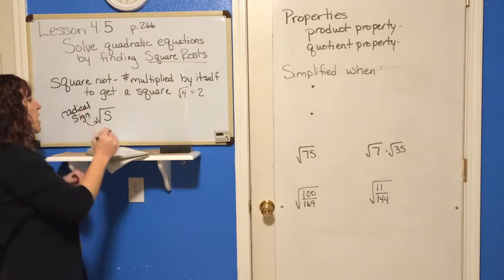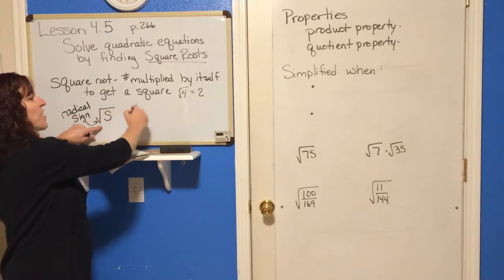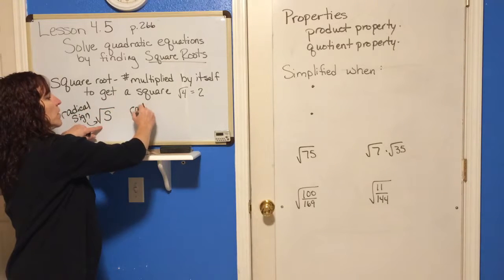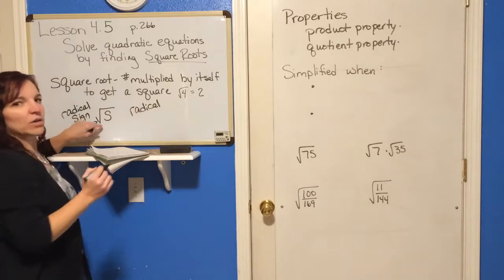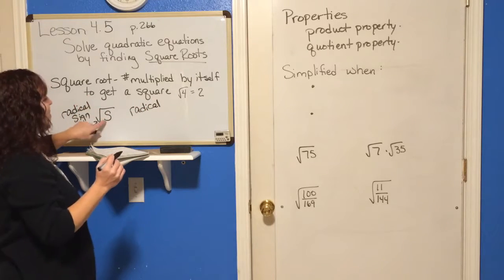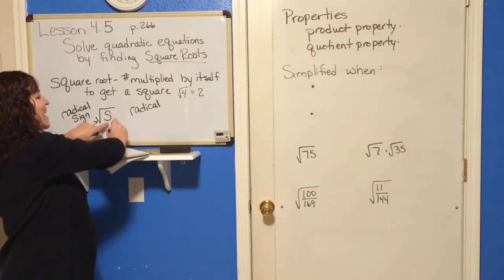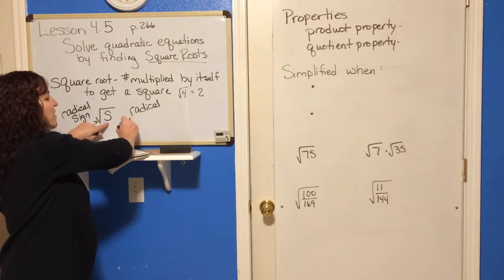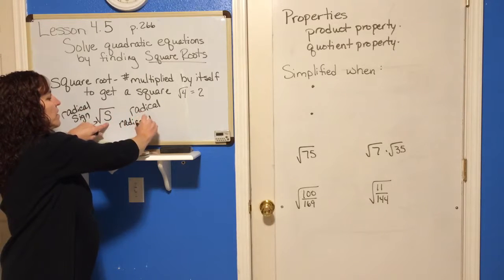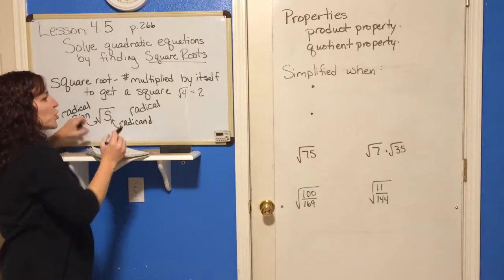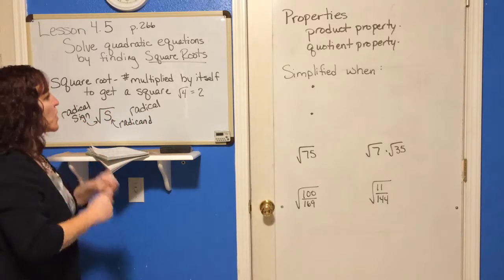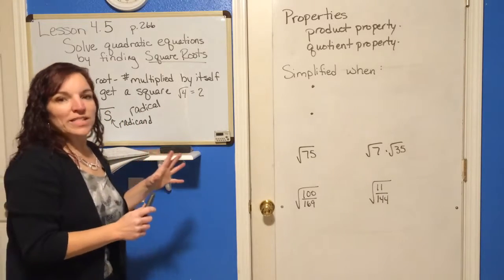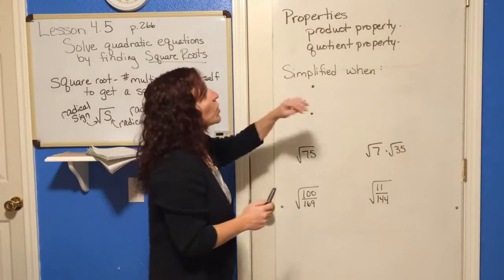A radical symbol, and the whole thing, the square root of s, is called a radical. So when I talk about a radical, I just mean that square root. And the number under the radical sign is the radicand. So you may want to jot those terms down in your notes. With square roots, there are certain properties that we can use, and you'll want to know how to use those.